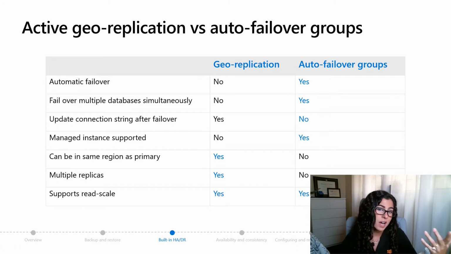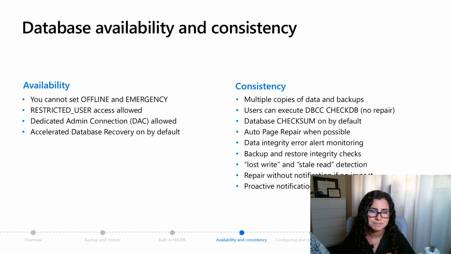Again, if you want a bunch of replicas in one region, geo-replication is the only way to do that. And if you want multiple replicas, geo-replication is also the only way to do that today. But you're going to be able to use those replicas for some capacity level of read scale as well, so you're going to get that from both. So that's just a very brief comparison between the two, and I hope it helps you demystify the differences between them.